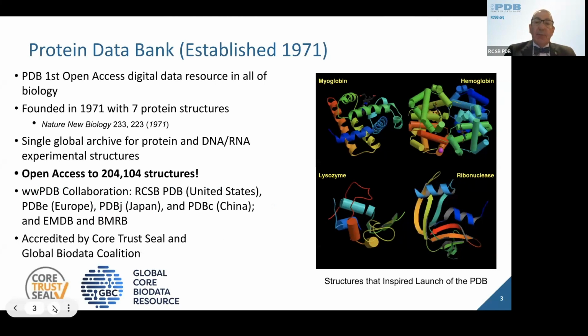The Protein Data Bank was established in 1971 as the first open access digital data resource in all of biology. It started with just seven protein structures. Some of the inspiration for establishing the PDB is shown on the right-hand side with the first two protein structures, those of myoglobin and hemoglobin, and two of the first three enzyme structures, that of lysozyme, ribonuclease, and missing here is carboxypeptidase A. We've grown from seven crystal structures of proteins to become the single global archive for 3D structure information for proteins and nucleic acids.